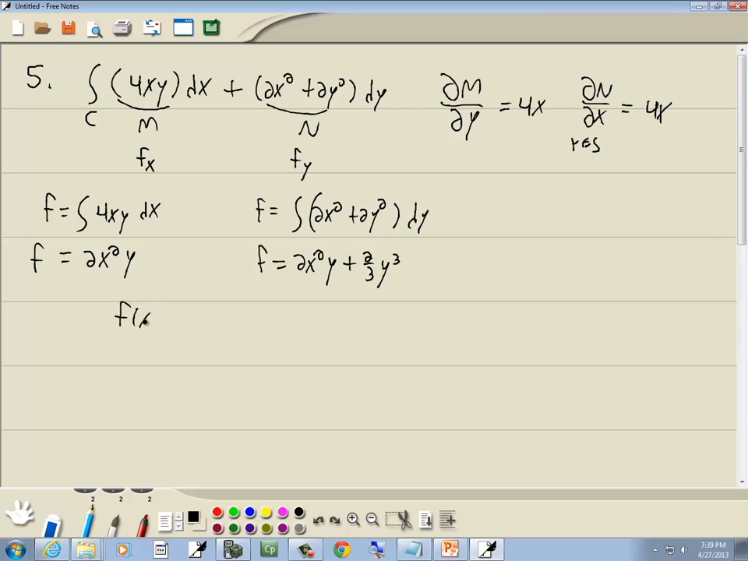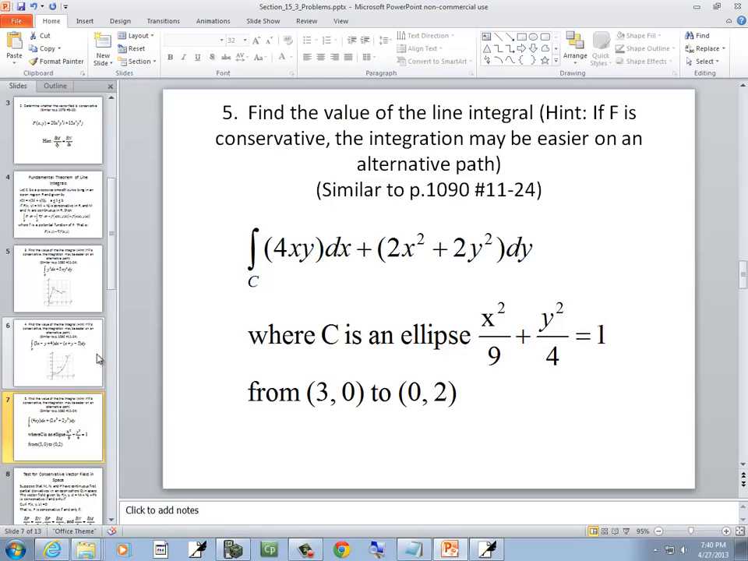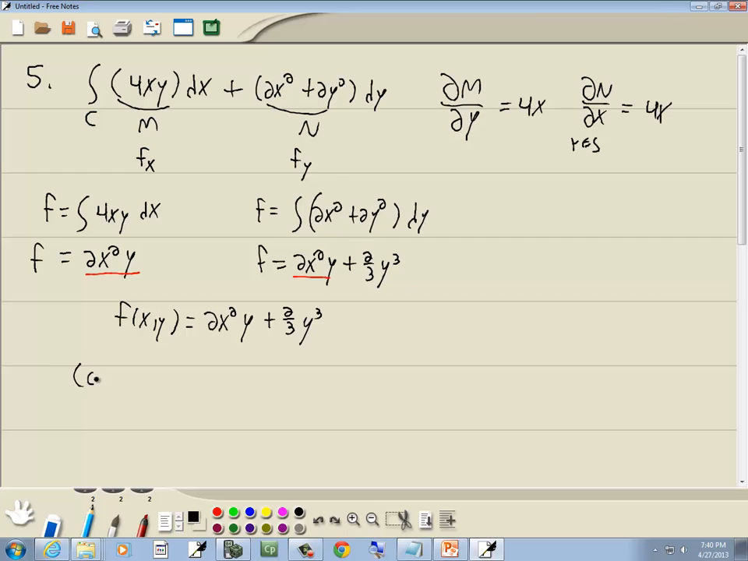So again, to find our potential function, we merge these two together, and anything they have in common we only write down once. They both have a 2x squared y, so we'll have 2x squared y plus 2/3 y to the third. Now we're going from 3, 0 to 0, 2, so we're going to take 0, 2, and then we'll also plug in 3, 0. Your ending one goes first minus your beginning, and we set it up this way: f of 0, 2 minus f of 3, 0.